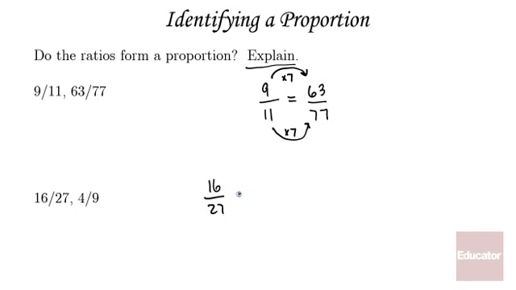Let's try this next example. 16 over 27, does that equal 4 over 9? If I do 16 divided by 4, that will give me 4. However, 27 divided by 4 is not 9. So these proportions are not equal. And as an explanation, I could say 16 over 27 does not equal 4 over 9 because I cannot divide both the top and bottom by the same number to get 4 over 9.